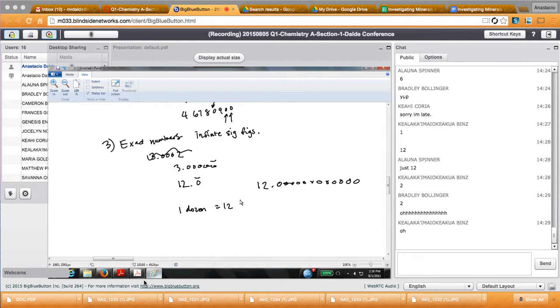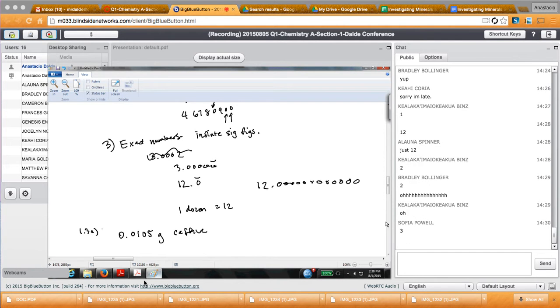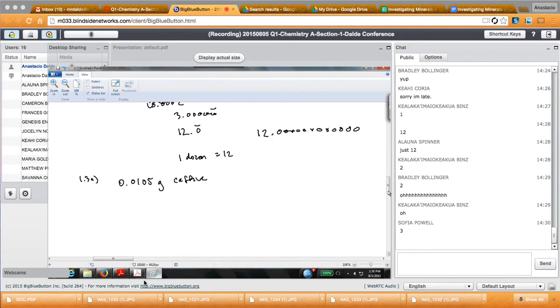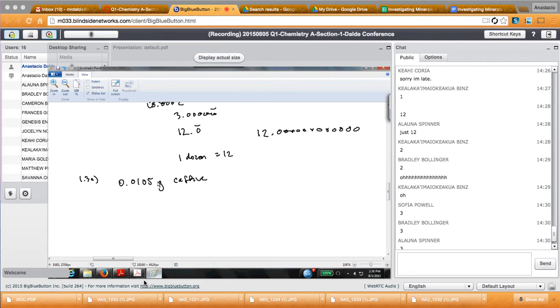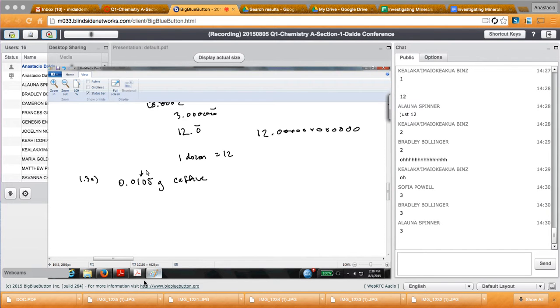All right, anyway, let's talk about this. A student's extraction procedure yields 0.0105 grams of caffeine. How many sig figs do you see? 3. I see 3, because those two leading zeros, not significant. This captured 0, significant. 1 and 5, non-zero integers, significant. Got it? All right, let's try this one.